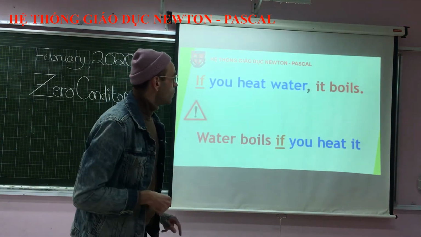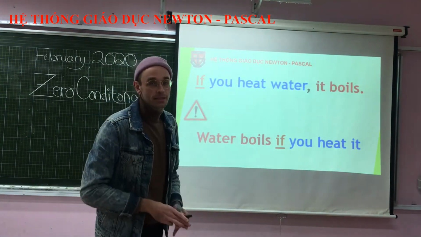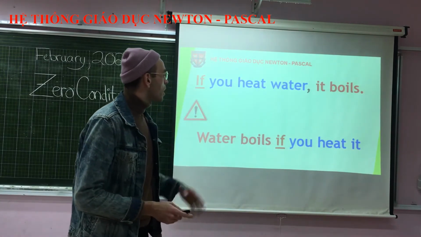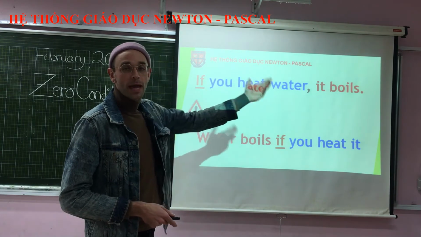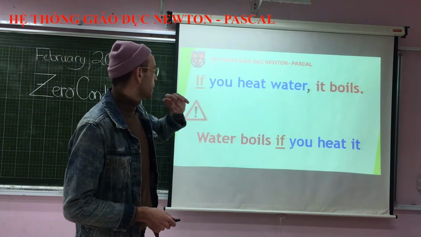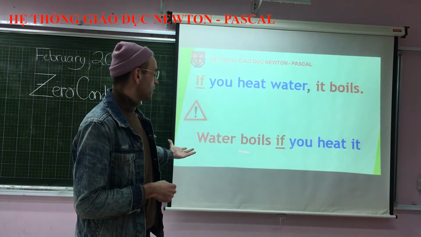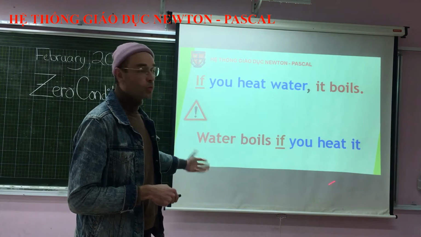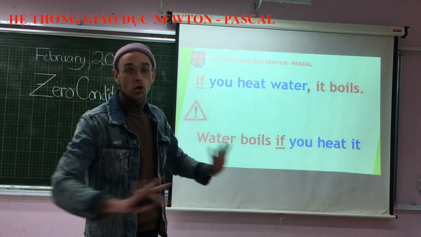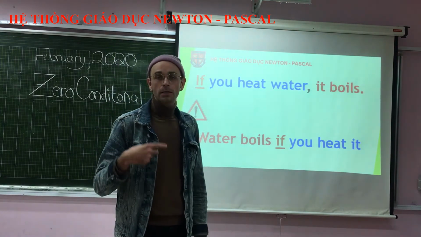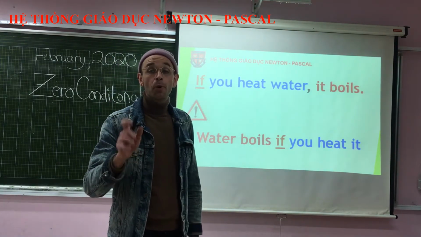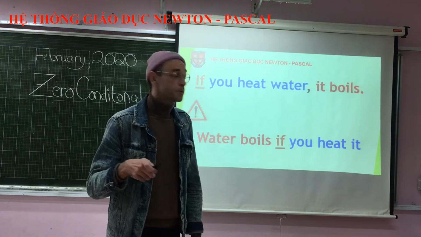Okay, so we have two kinds of sentences here. We have one where our if is on the left and we need a comma, and then we have our what happens. The other kind is our what happens is on the left, if is on the right, and we have no comma, okay? Let's take a closer look at some important parts of this sentence.